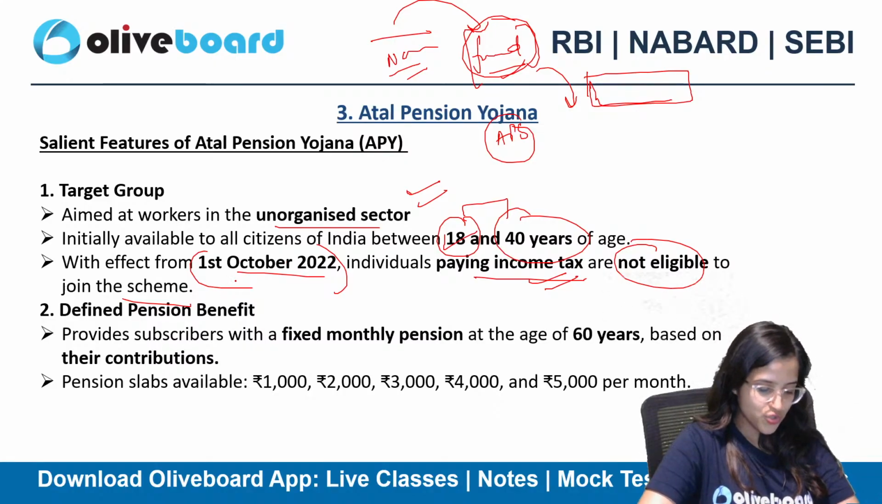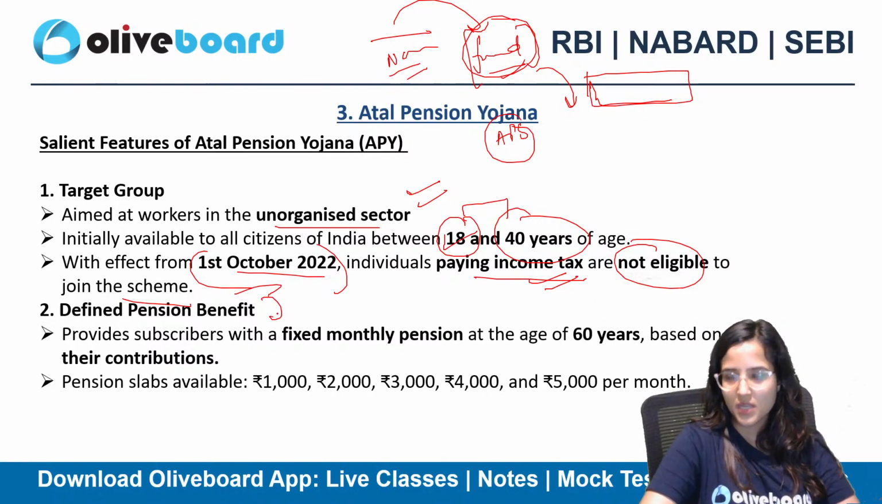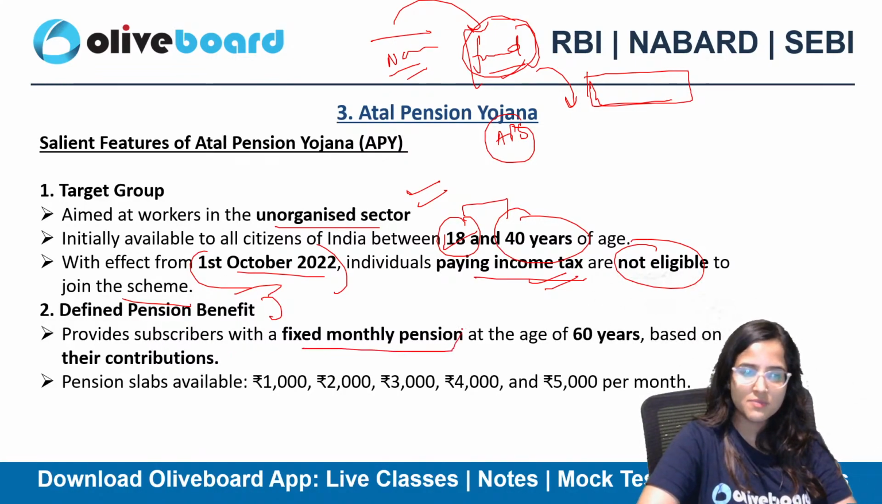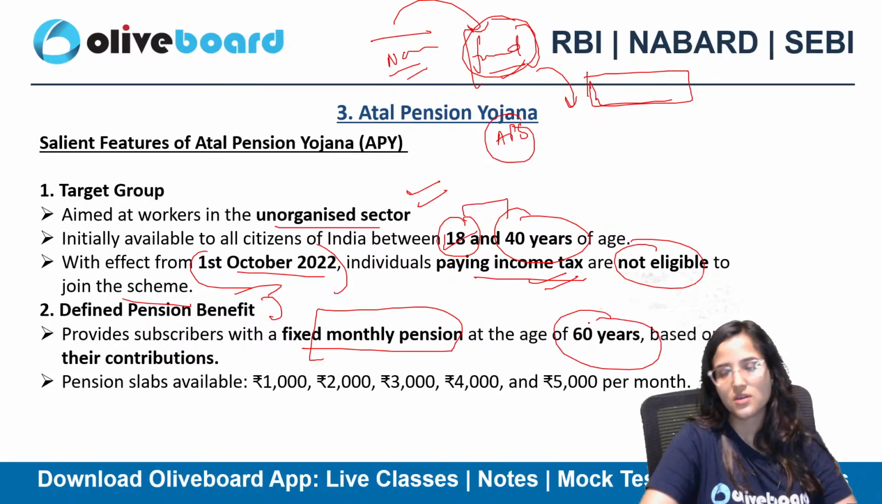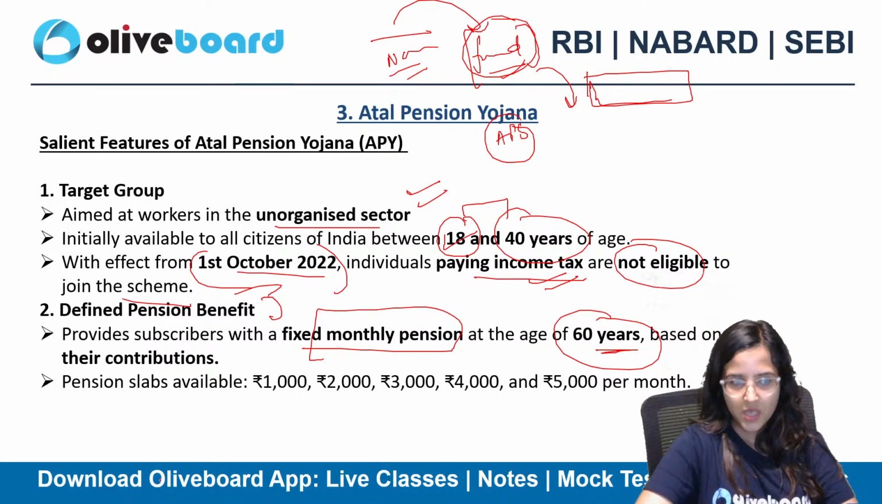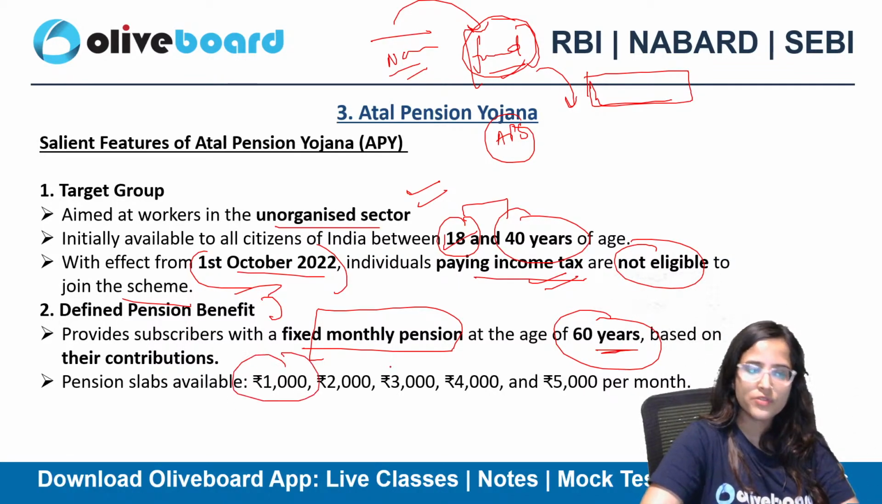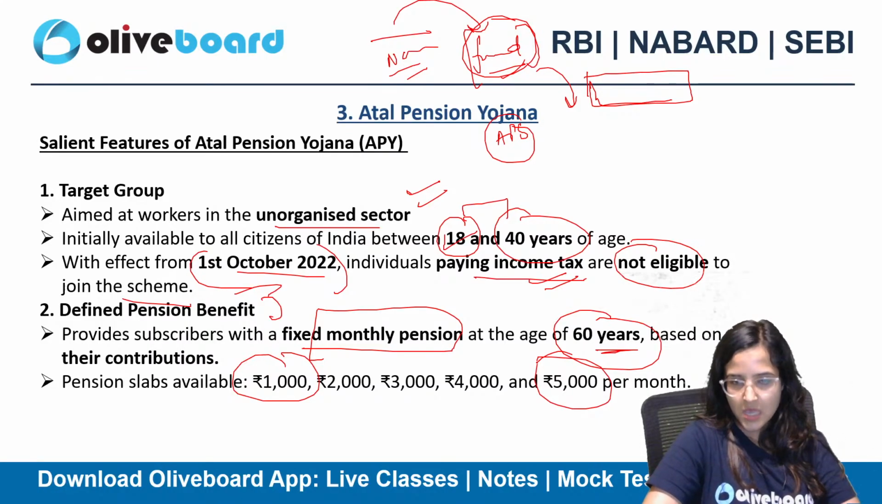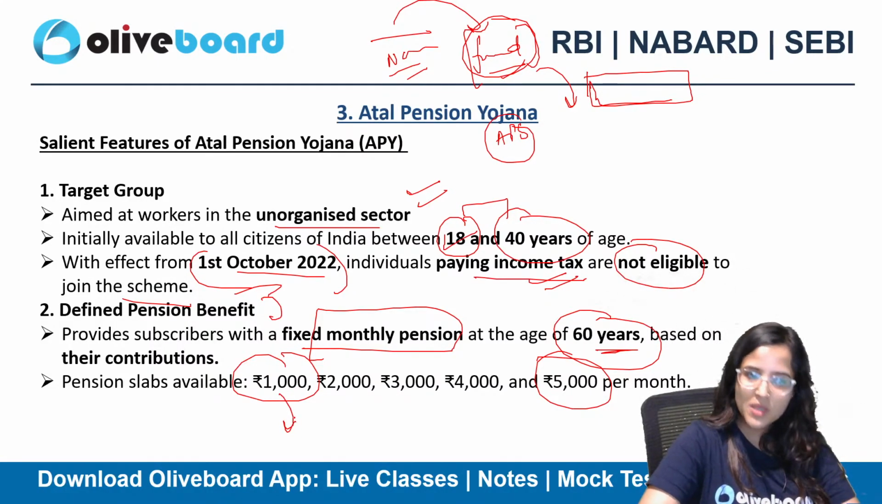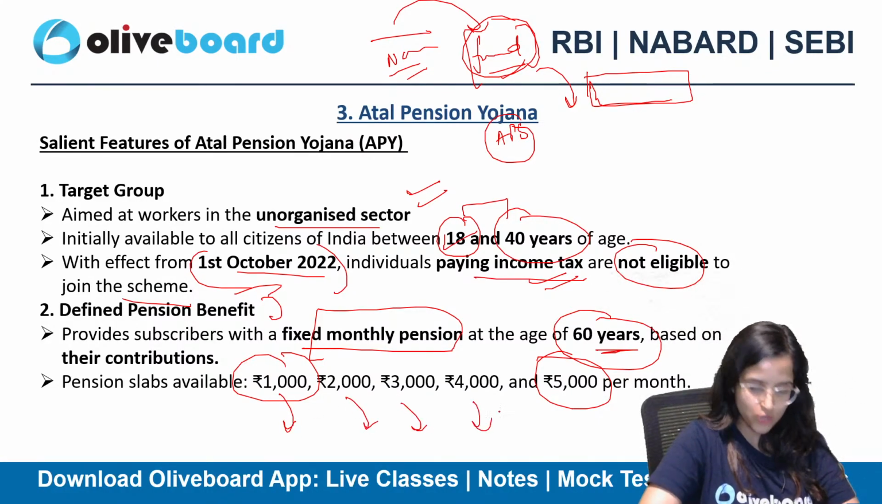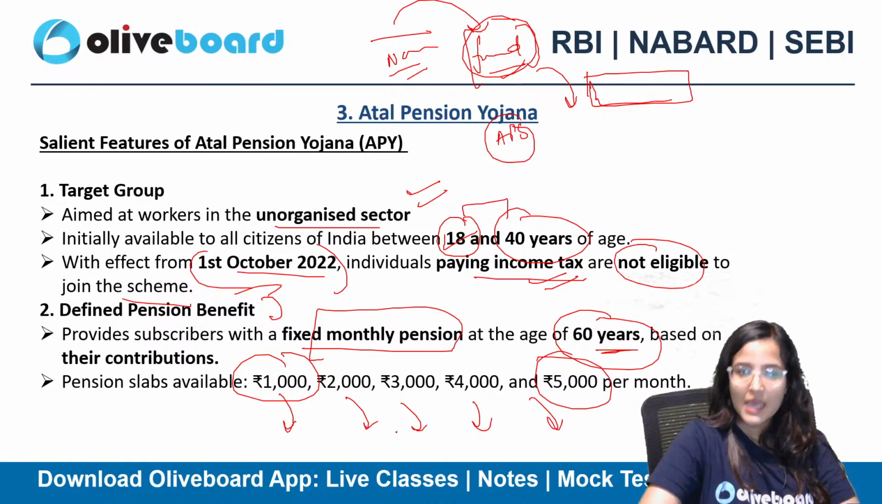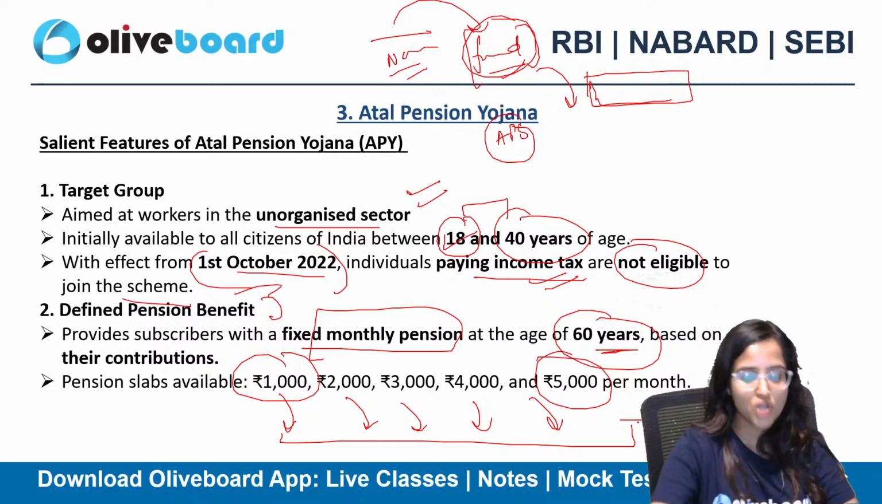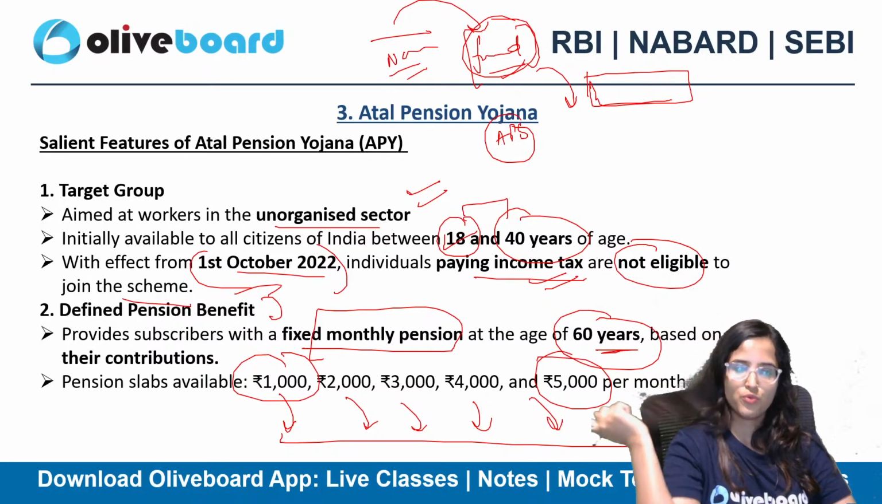Under this Atal Pension Yojana, we have this defined pension benefit. It provides subscribers with a fixed monthly pension at the age of 60 years, based on the contributions that you make. And these pension slabs are from 1000 to 5000 per month. Whether you will get 1000, 2000, 3000, 4000 or 5000 per month will depend upon how much you have contributed. Okay?